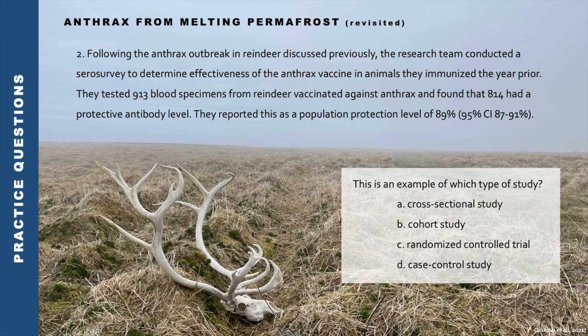Following the anthrax outbreak in reindeer discussed previously, the research team conducted a serosurvey to determine effectiveness of the anthrax vaccine in animals they immunized the year prior. They tested 913 blood specimens from reindeer vaccinated against anthrax and found that 814 had a protective antibody level. They reported this as a population protection level of 89%, with a 95% confidence interval of 87 to 91%. This is an example of which type of study.